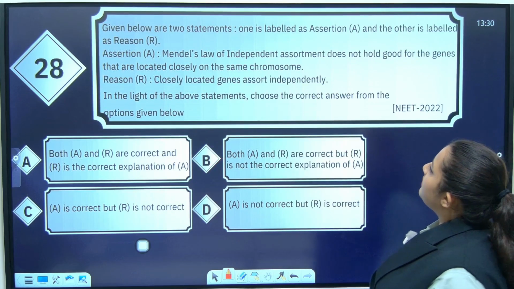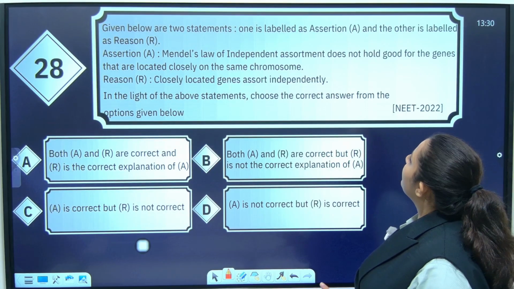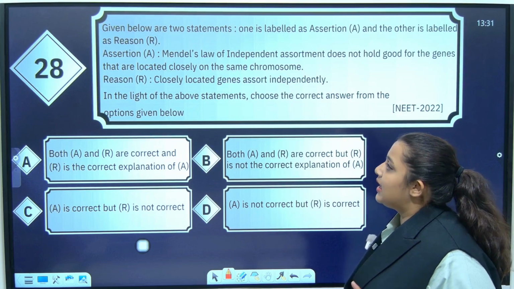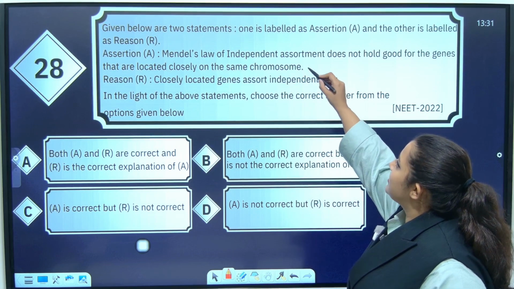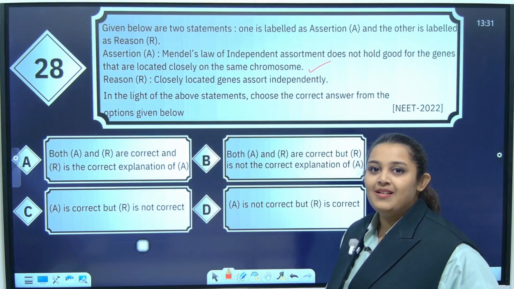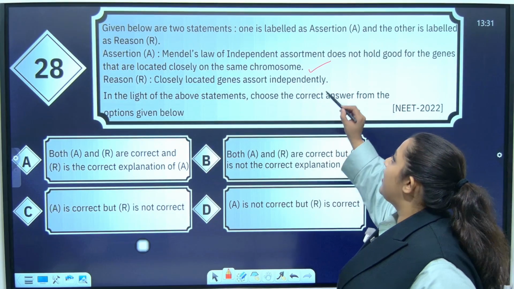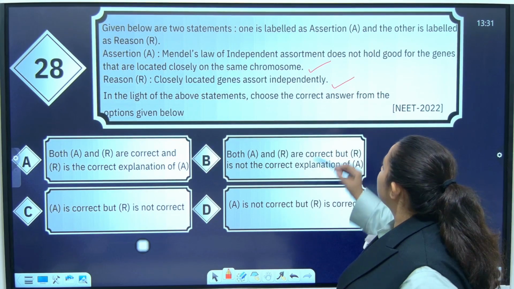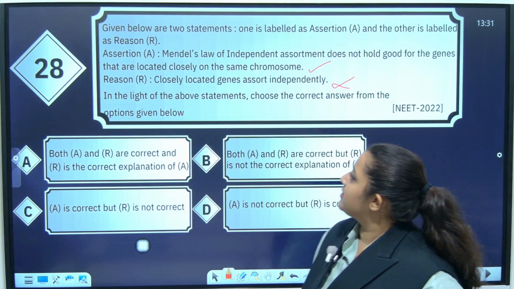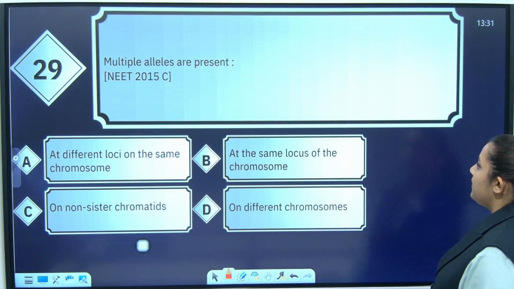Next one, given below are the statements, assertion and reason type. Mendel's law of independent assortment does not hold good for the genes that are closely related on the same chromosome. This is correct. Closely located genes assort independently. This is contradictory. They will not assort independently. Okay, so this one is incorrect. So assertion is correct, but reason is incorrect. Answer is C.